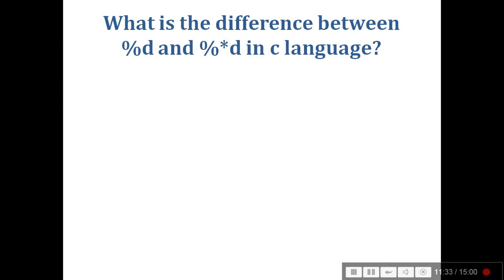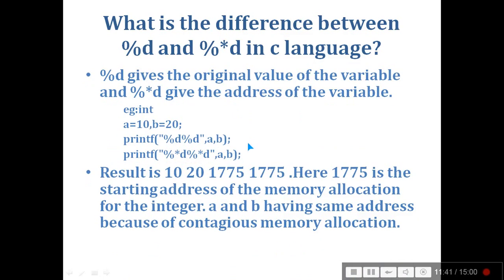What is the difference between %d and %p? %d will give the number, what will %p give? It will give the address. See, for example 1020 will come with %d, but %p will give the addresses.